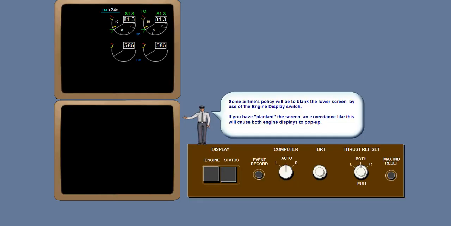It is possible that the secondary engine indications are not always in view because the pilot may have blanked the screen or selected the status page. In this situation, if any N2 RPM reaches the red line limit, both engine N2 indications are automatically displayed.